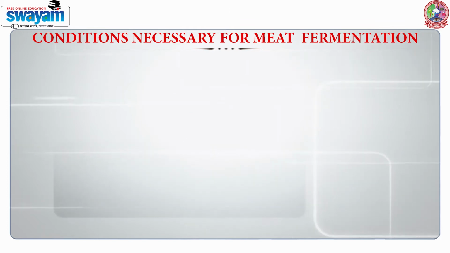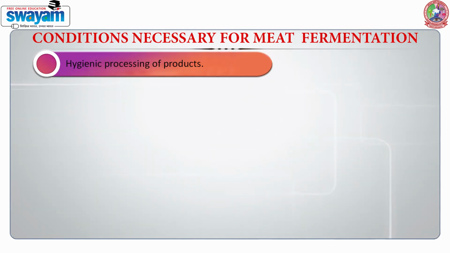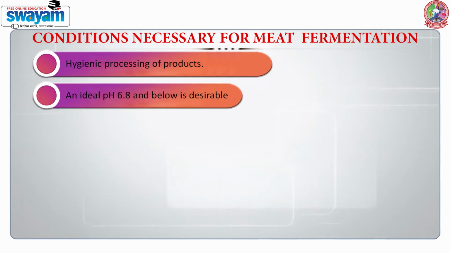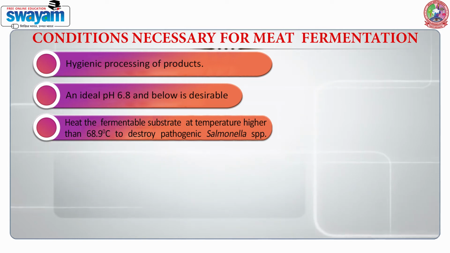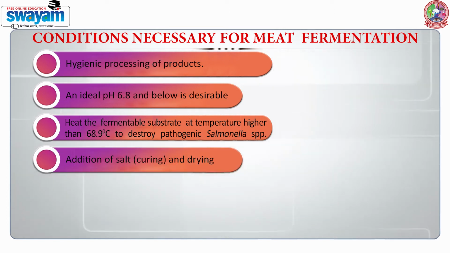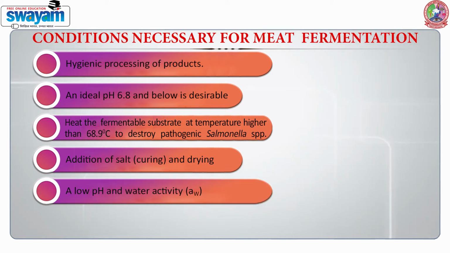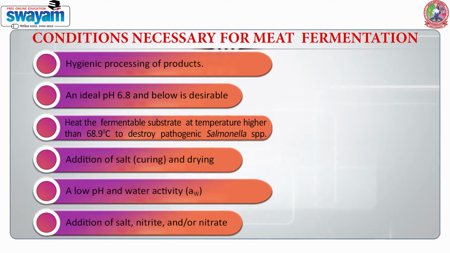Conditions necessary for meat fermentation include hygienic processing of the product. The pH of the substrate should be 6.8 or less, or the fermentable substrates should be heated at a temperature higher than 68.9 degrees to destroy pathogenic Salmonella species. Addition of salts, which is also known as curing, and drying ensure a low pH and water activity. Addition of salts, nitrites or nitrates is also desirable to bring about effective fermentation.